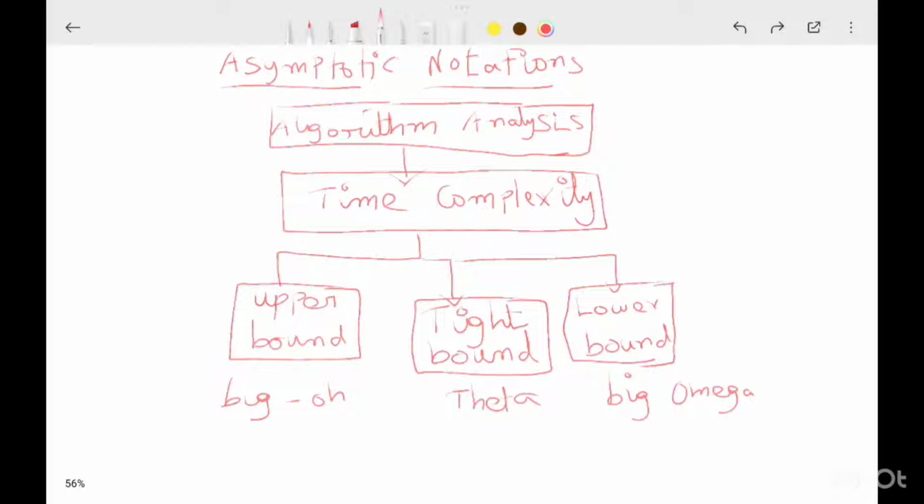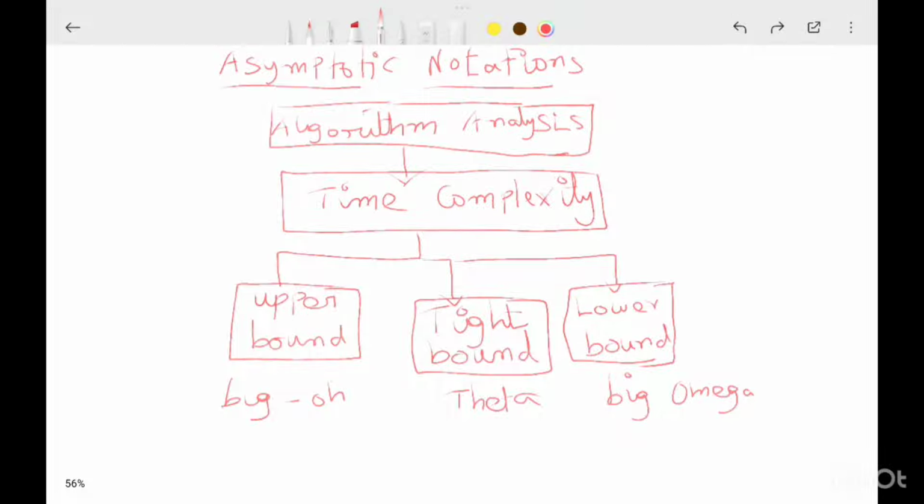Exact bound is nothing but the average case. So actually, for time complexity, there are three different cases: best case, worst case, and average case. We can relate the upper bound to the worst case time complexity. That means the worst case is the maximum time it takes to complete its execution. The lower bound can be related to the best case, that means the minimum time it takes to complete. And the tight bound we can take as the average case.